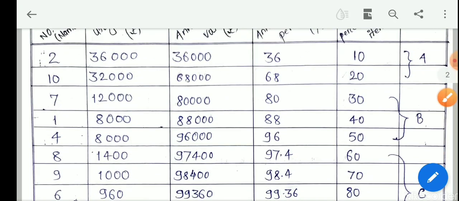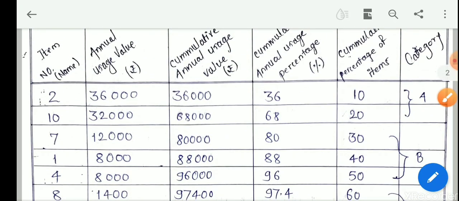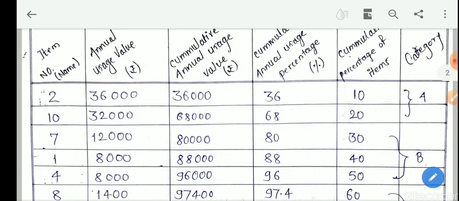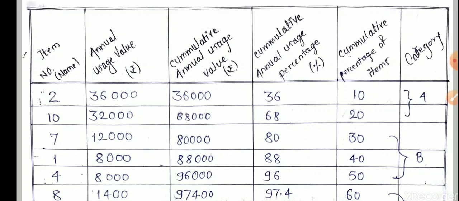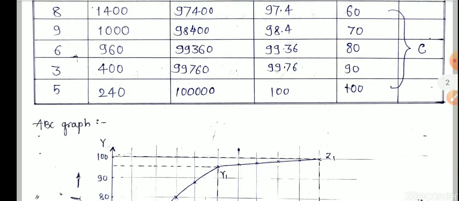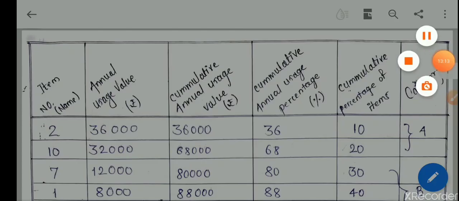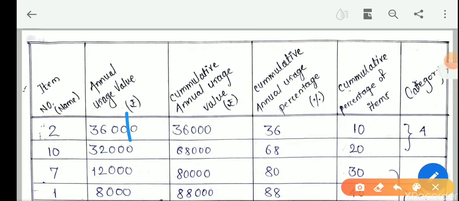It means that of our 10 items, the first item gets a 10% contribution, the first and second items together become a 20% contribution, and the first, second, and third items become a 30% contribution. Likewise, the total items contribute 100%. Now the final answer, or the core part of these calculations, is the category.